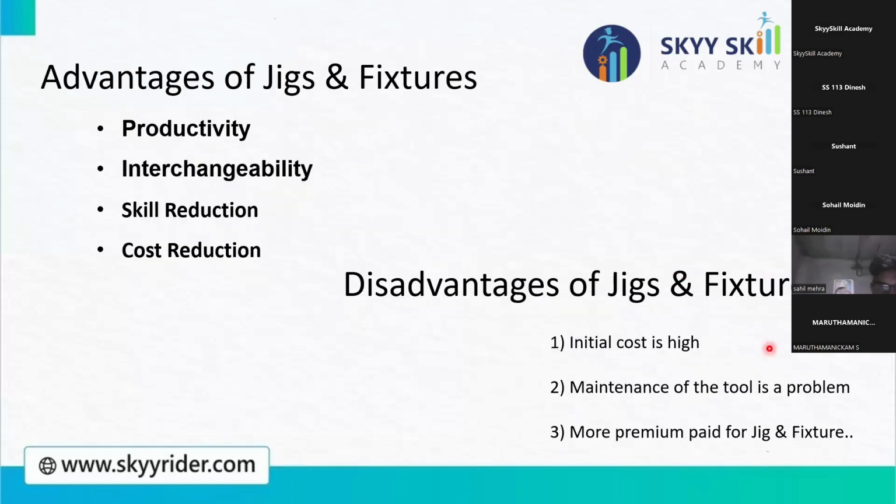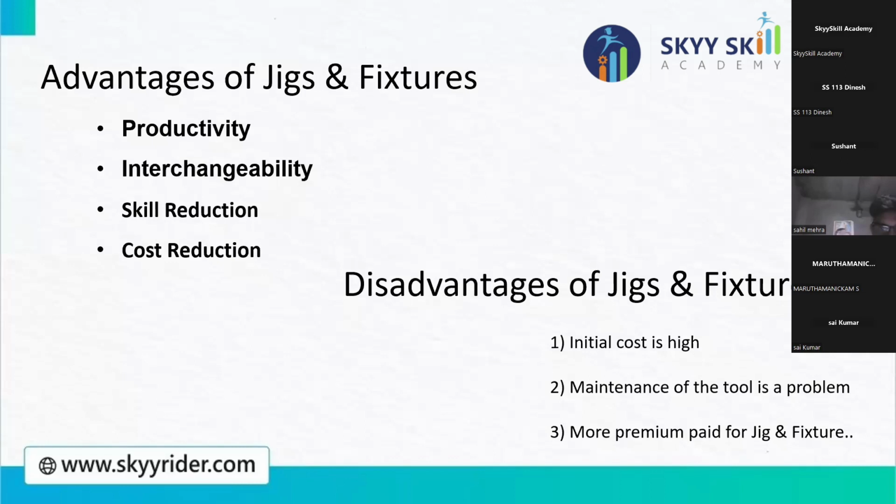Okay, so these are some advantages: productivity, interchangeability, skill reduction, and cost reduction. There are also some disadvantages as well. The disadvantage is that the initial cost is too high. The maintenance of the tool is a problem, and also a higher premium is paid for jigs and fixtures because of the maintenance and initial cost. It will also reflect the premium paid, meaning how much you are initially investing. That will reflect on the final component. Okay, so we'll first discuss the advantages of jigs and fixtures.